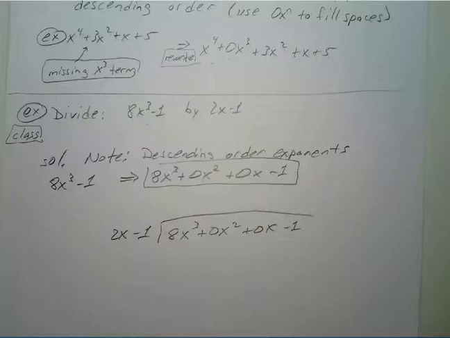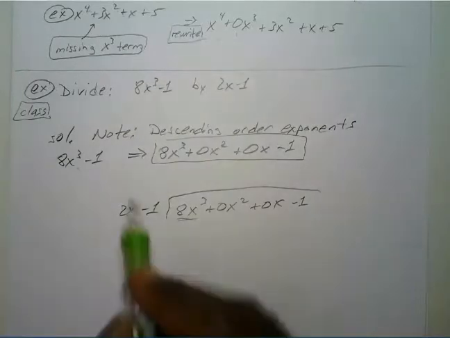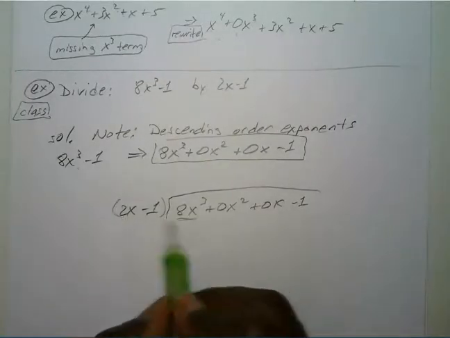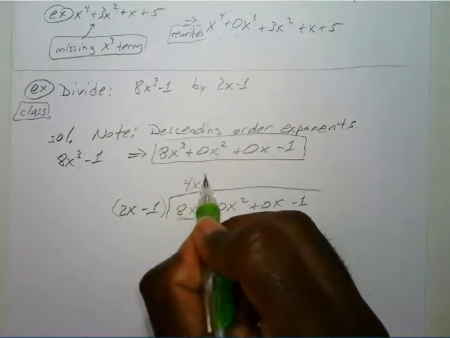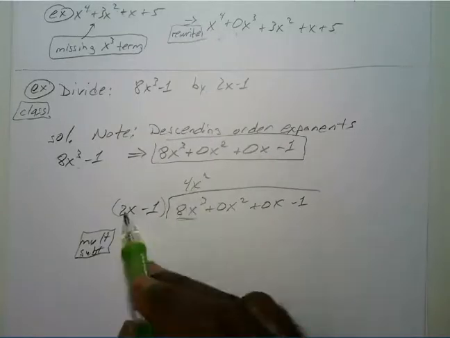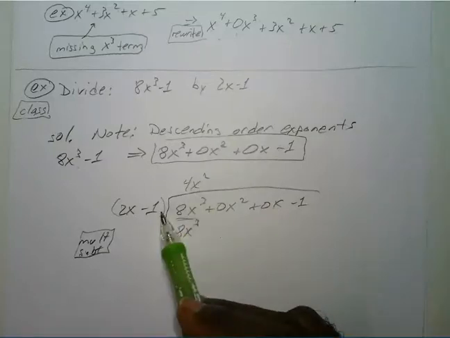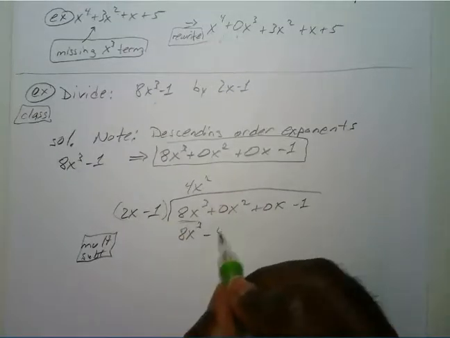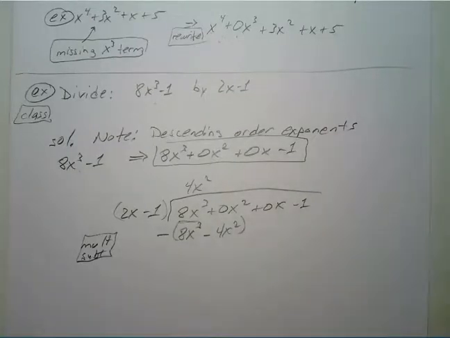Okay, and now we do the very same thing we've been doing so far. First step, get rid of that 8x to the third. So what times 2x will give us 8x to the third? 4x squared. Okay, so now we multiply and then subtract. So 4x squared times 2x is 8x to the third. 4x squared times negative 1 is negative 4x squared. So we multiply, put our parentheses there. Now we subtract.